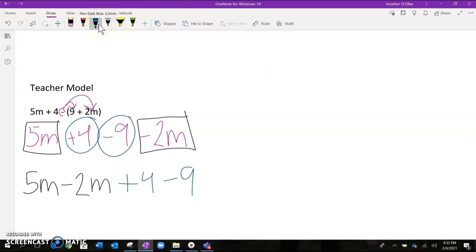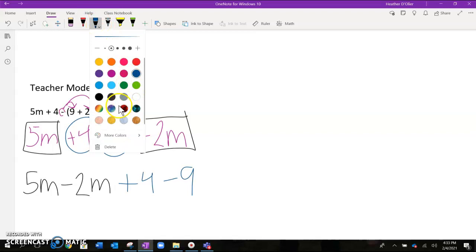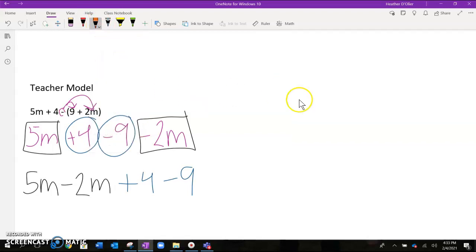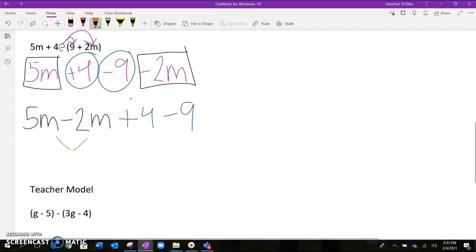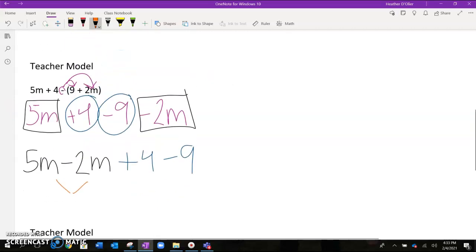And now I can combine my like terms. My boxes with my boxes, my circles with my circles. And I'm going to do it in orange. So I'm going to start with 5m subtract 2m. That one's really nice. It's written exactly how I would solve it in my head. 5m subtract 2m. So what that means is left over is 3m.